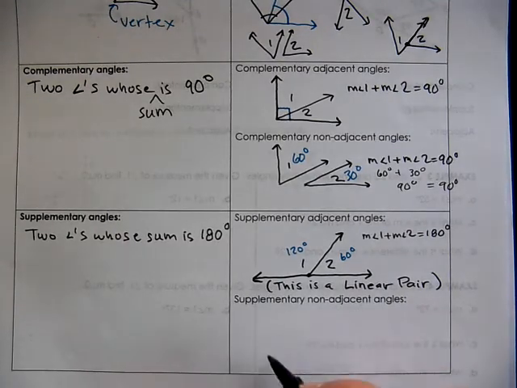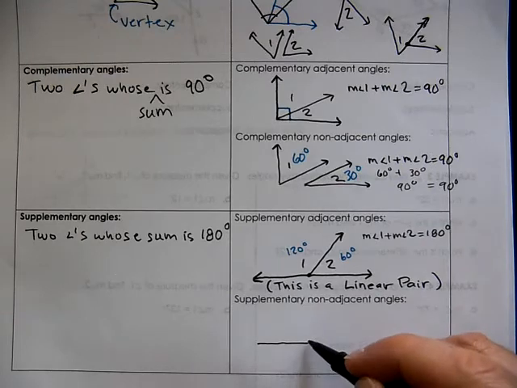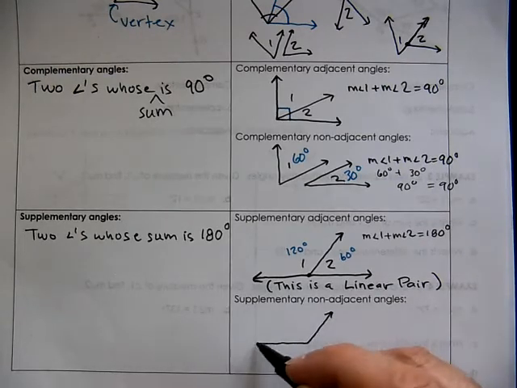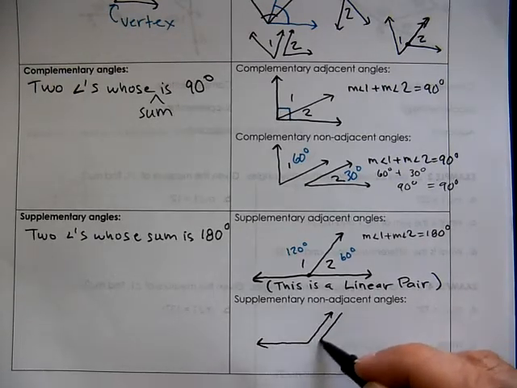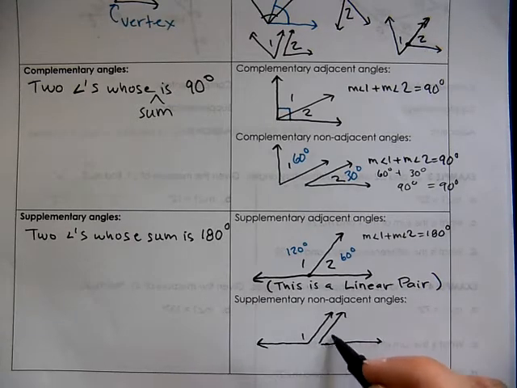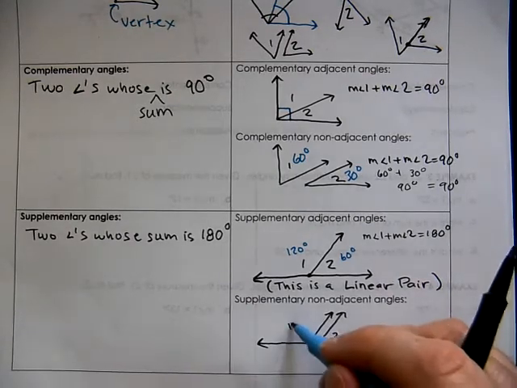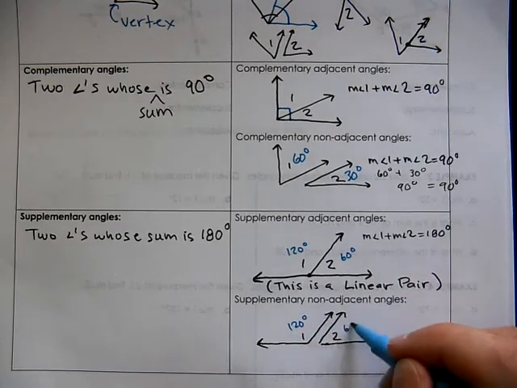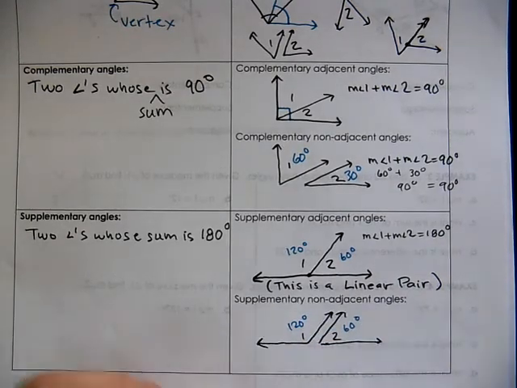So let's separate these two to create a pair of supplementary but non-adjacent angles. We'll just pull them apart so we have a gap between the sides. So again, there's angle 1, there's angle 2. We can use the same angle measures to keep the example simple. You can see that those angles still add up to 180, but they are not adjacent.